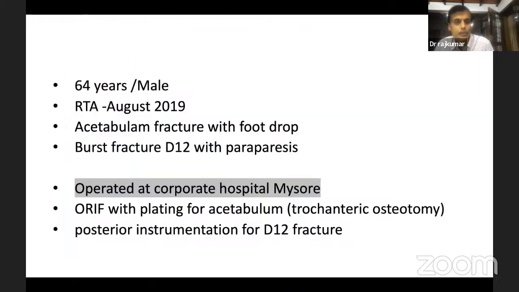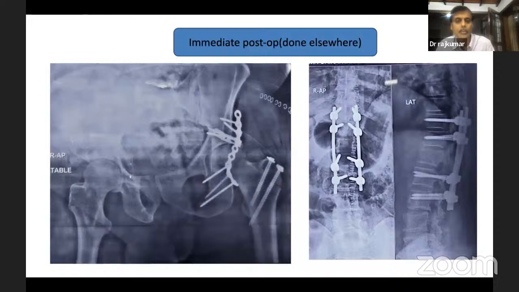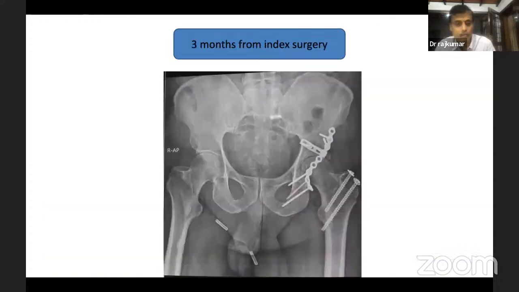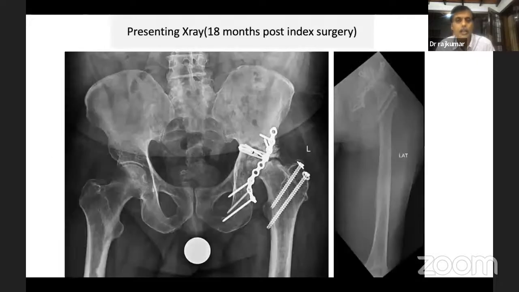Next case, a 64-year-old male, road traffic accident. The patient also had a spinal fracture. There was an acetabular fracture and a femoral head fracture. The surgeon did a safe surgical dislocation, with a trochanteric osteotomy, then a posterior approach with so many plates. Again, look at the plates and screws. He used long screws and some small plates, and the spine was also fixed. Within 3 months of the acetabular fracture, the patient had severe pain and developed arthritis. That is when he came to me.